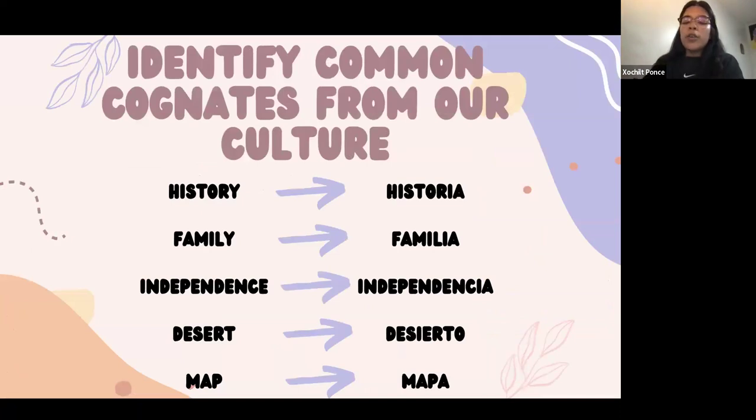So now going over the answers from our previous worksheet, we will see which cognates correlate to which cognate in Spanish. So the first answer is history matches with historia. The second one, family matches with familia. The third one, independence matches with independencia. The fourth one, desert matches with desierto. And the final one, map, matches with mapa.